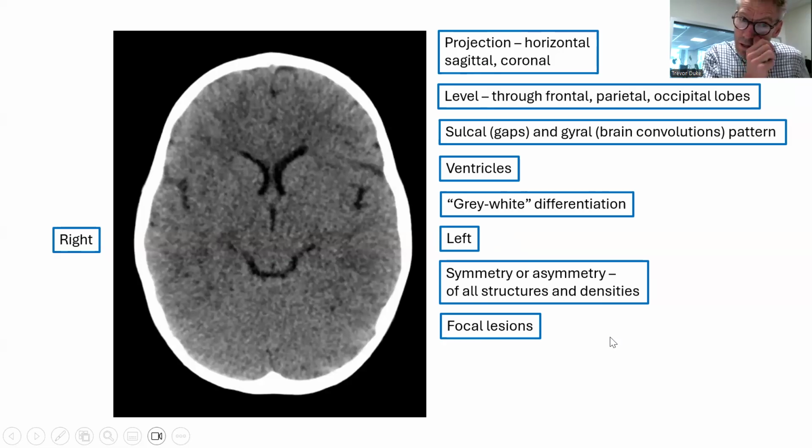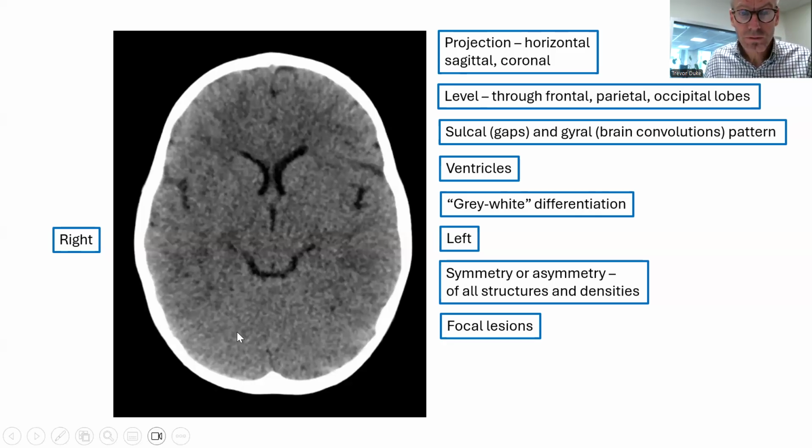And lastly, look for any focal lesions. A focal lesion will give asymmetry, of course. If you've got a focal lesion which is only in one part of the brain, in one lobe or in one hemisphere, then that will lead to the appearance of asymmetry. So you're looking for the same thing, but that's what you look for.